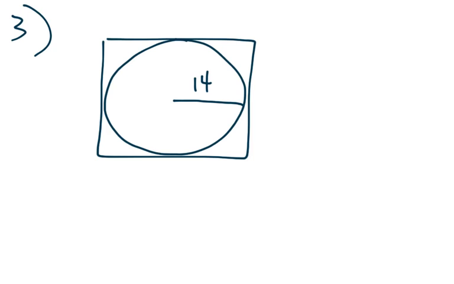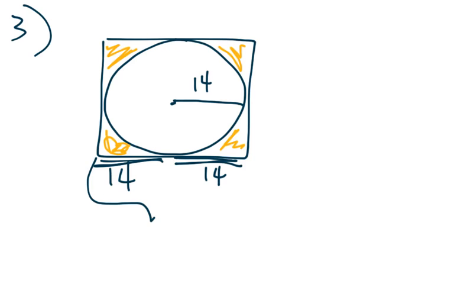Number 3, the figure below is a circle inscribed in the square. What is the area of the shaded region? So the shaded region is the parts outside of the circle, but inside the square. So we know that since it's inscribed, all the edges are touching. So ignore my picture, pretend that all the edges of the circle are touching the edges of the square. So we know that the radius of the circle is 14, so that means half of this side is 14, and the other half is also 14. So that means each side of the square is 28.